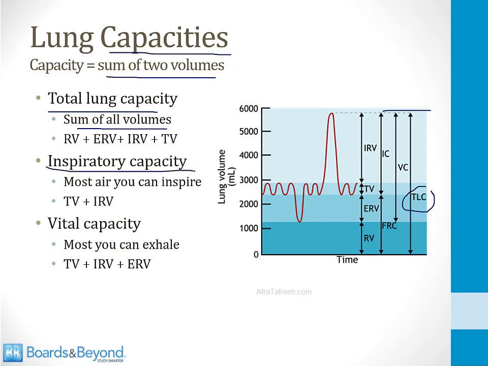The inspiratory capacity is the most air that you can inspire, so this is the tidal volume, the air that you would inspire with a quiet breath, plus the inspiratory reserve volume, the air that you would inspire if you put more force into it. Along those same lines, the vital capacity is like the reverse of the inspiratory capacity. This is the most air that you can exhale. So this is all the volumes in the lungs except the residual volume. So it's the tidal volume plus the inspiratory reserve plus the expiratory reserve.